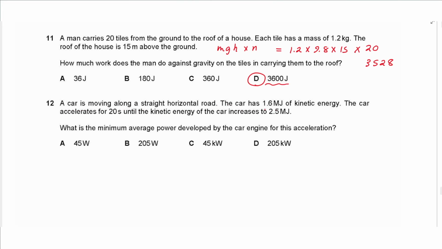Question 12 says a car is moving along a straight horizontal road. The car has 1.6 megajoules of kinetic energy. The car accelerates for 20 seconds until the kinetic energy of the car increases to 2.5 megajoules. What is the minimum average power developed by the car engine for this acceleration?